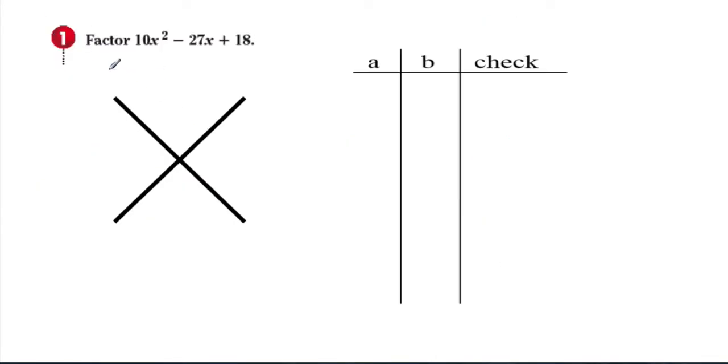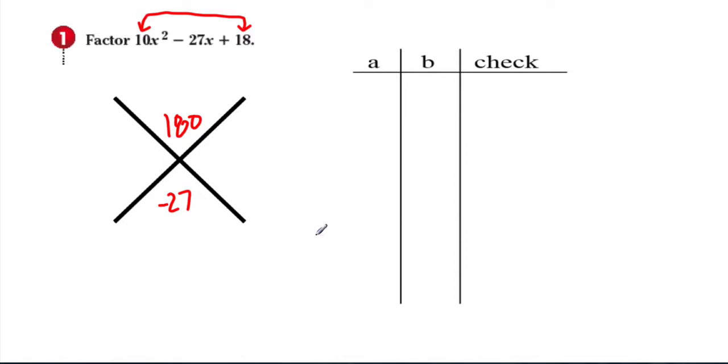We want to factor now example number 1, 10x squared minus 27x plus 18. Using the X method, we want to find factors of 180, because we want now to multiply 18 times 10, which will give us 180. And the factors should have a sum of negative 27. We use the guess and check method. Remember, the sum should be negative 27.